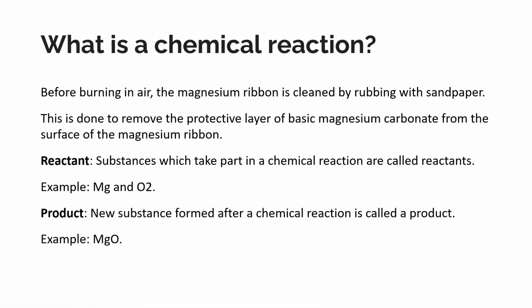Before burning in air, the magnesium ribbon is cleaned by rubbing with sandpaper. This is done to remove the protective layer of basic magnesium carbonate from the surface of the magnesium ribbon.